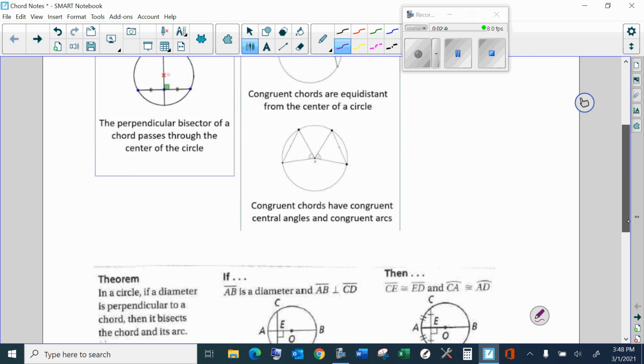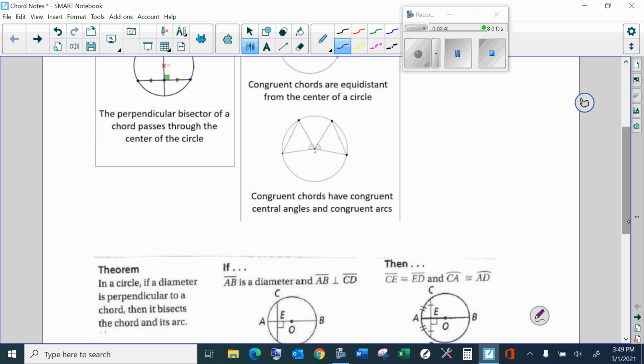Next, congruent chords have congruent central angles. So here's my chord and there's my chord. Those are congruent. So that means there's a central angle, which means you connect it to the center. You connect it to the center, endpoint to endpoint, and there's the central angle. Those central angles are congruent, and they have congruent arcs. Remember, there's this arc, and there's this arc. Those are equal in length as well. Okay?